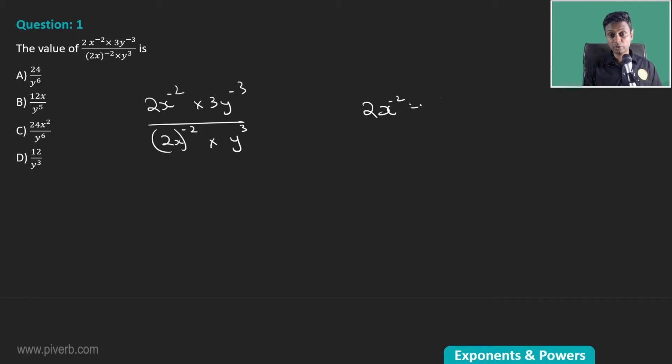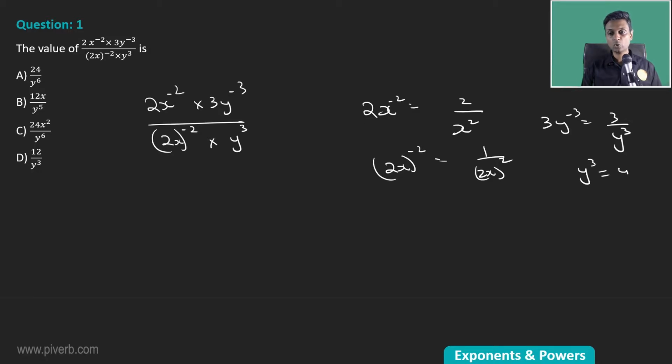2x power minus 2 is 2 by x square. 2x whole power minus 2 is 1 by 2x the whole square. Right? 3y power minus 3 is 3 by y cube. Y cube is just y cube. Right? So we can isolate x's separately, we can isolate y separately, and then simplify this.